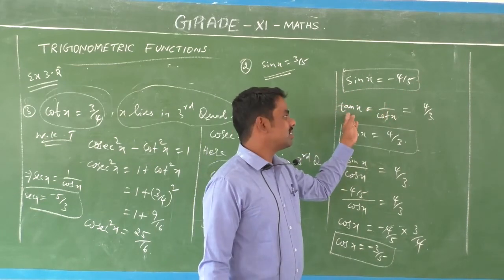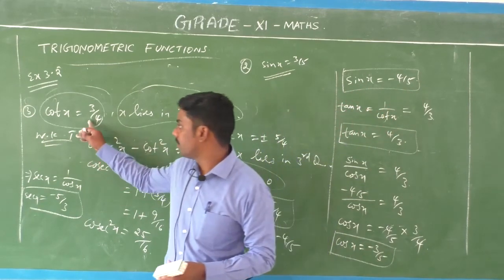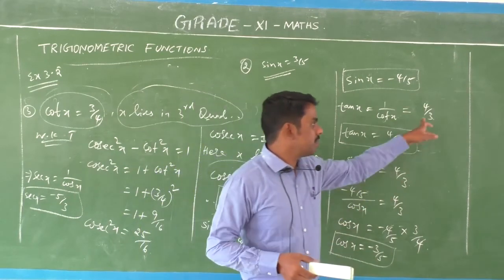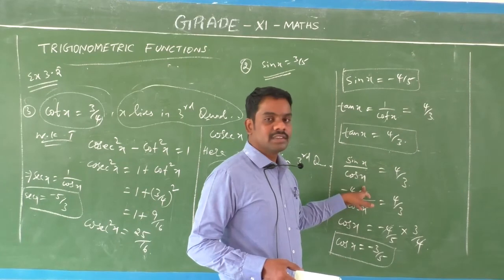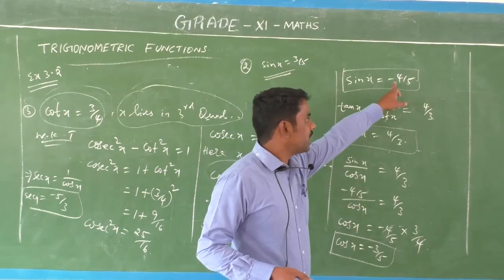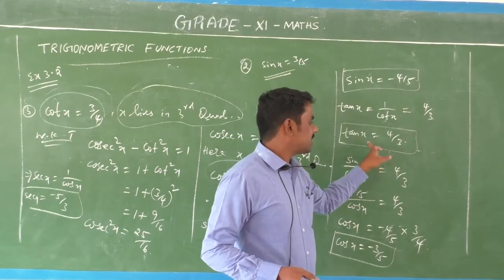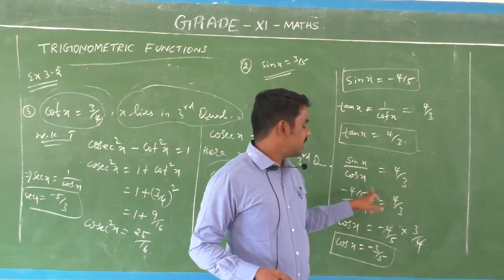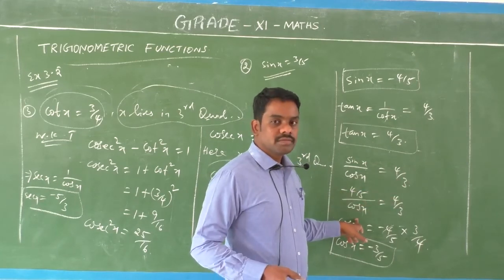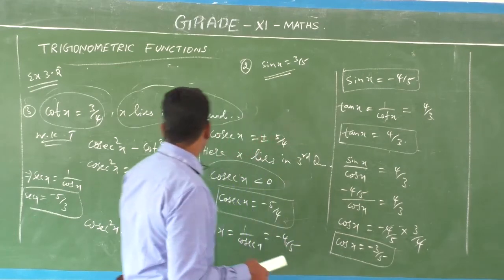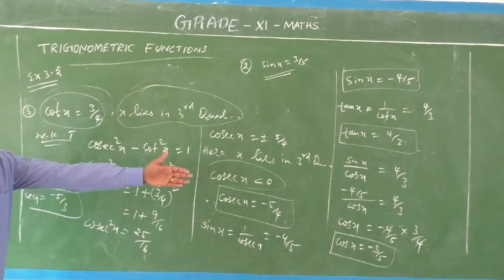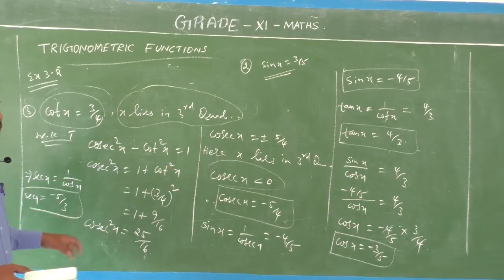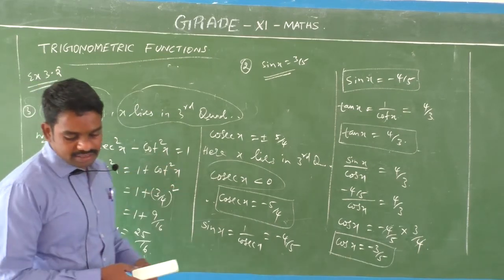Next, tan x equal to 1 by cot x. Cot x value is given information 3 by 4. So the reciprocal of 3 by 4 is 4 by 3. We know that tan x is sin by cos. So sin x value is known, minus 4 by 5, and tan x value is known, 4 by 3. Then find cos x value. Next, secant x is the reciprocal of cos x value. So cos x is minus 3 by 5, then secant x is minus 5 by 3. That's all.